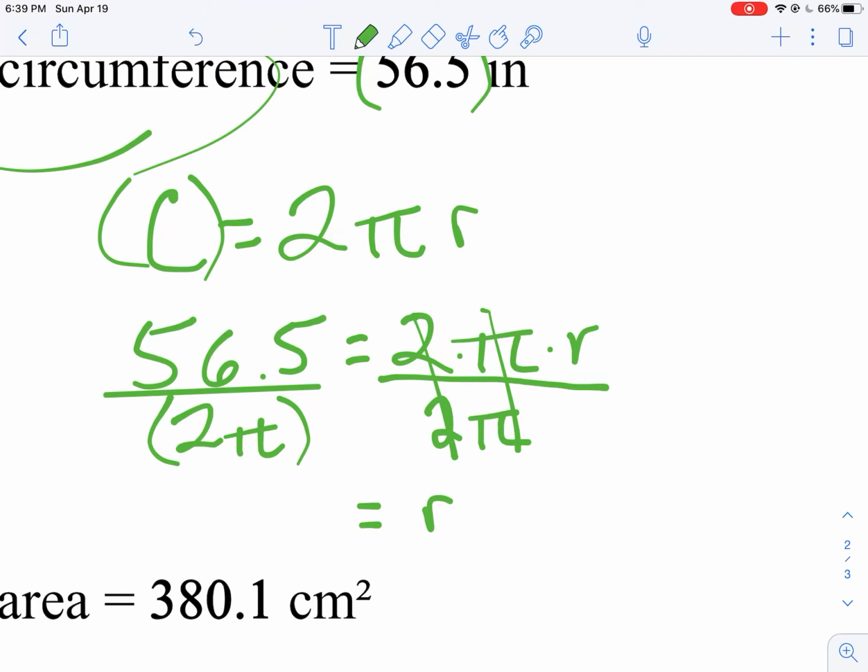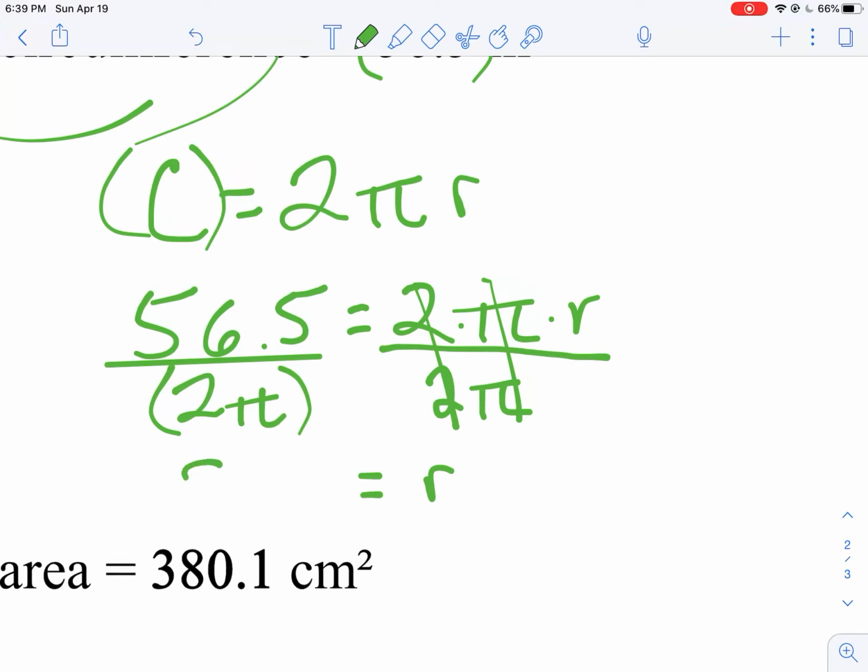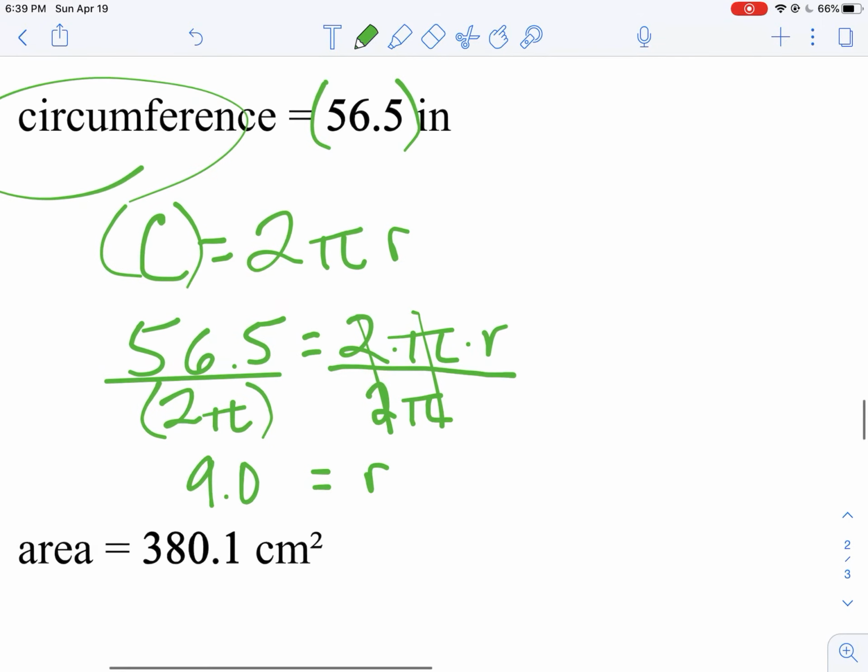So 56.5 divided by the value of 2π is 8.99, which would round to 9.0 even. And we're talking about inches. So the radius is 9 inches, rounded.